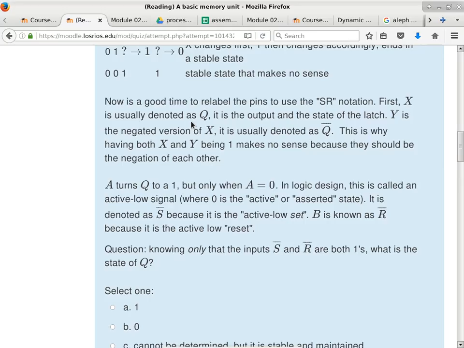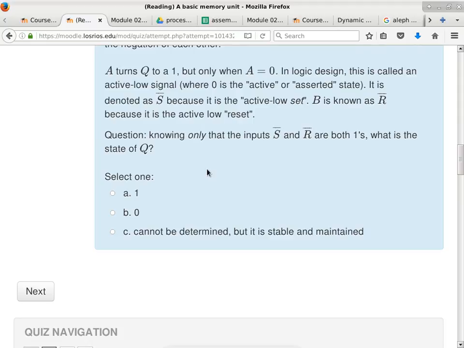All right, so getting back to here. Okay, so now we have explained the nomenclature of why it is called S, R, Q, and not Q. So the question is, knowing only that the inputs S and R are both ones, what is the state of Q? The answer is we cannot know, but we know it is stable and maintained unless Q and not Q are both ones to begin with. Then it might go into oscillation.